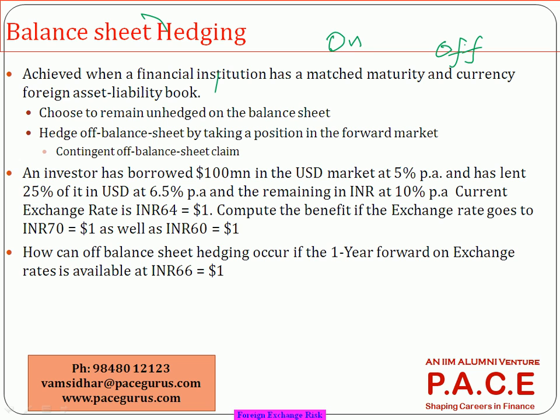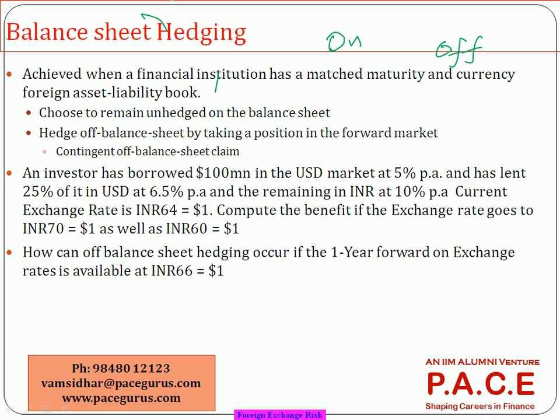So most of the time, people don't go for on balance sheet hedging. They go into off balance sheet hedging. When we say off balance sheet, I will not borrow a loan for the remaining 10 million. For that 10 million worth, I will enter into a forward market transaction on the exchange rate market. How will I do that? Let's look at the scenario.